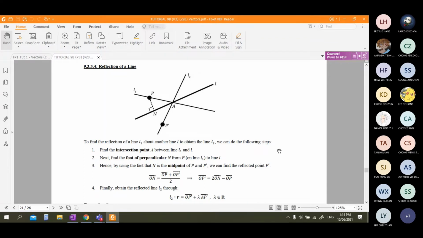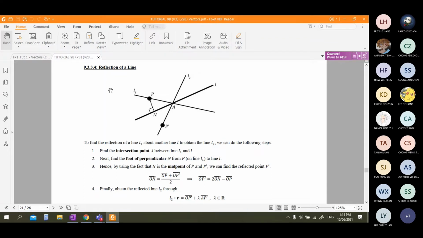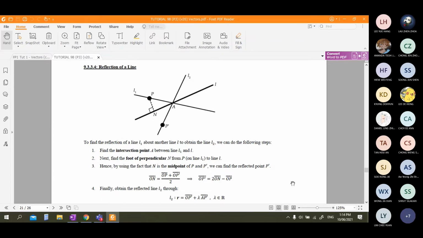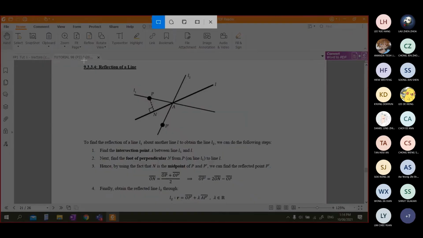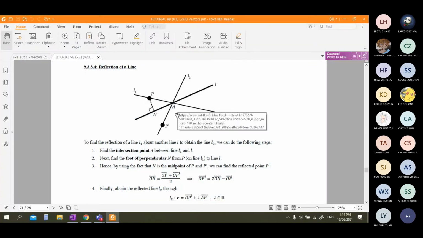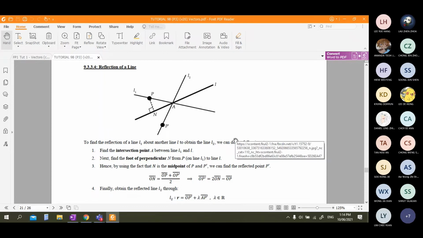Okay, so there will be a few steps to follow. I don't think you have to memorize the steps. You just need to understand what's going on, and then the steps will come to you naturally. Right, because these are all things that we have learned before in this chapter. We are just combining different techniques to be used in one go.